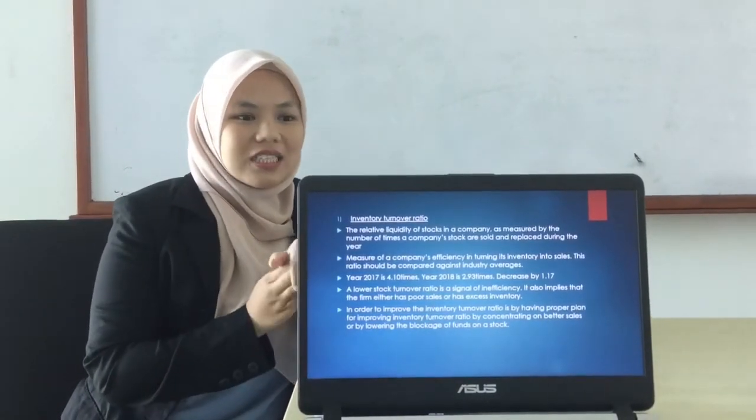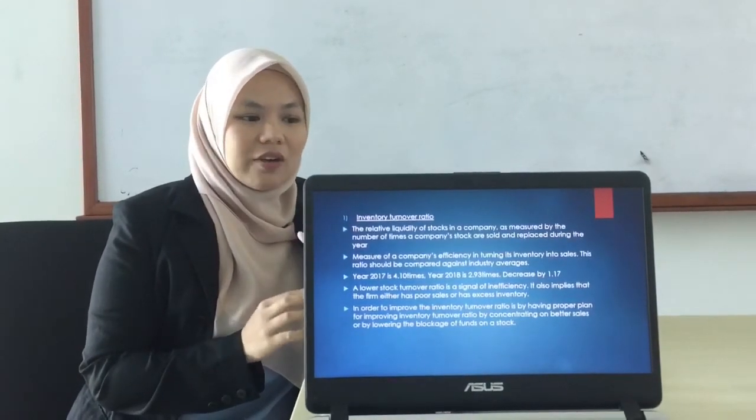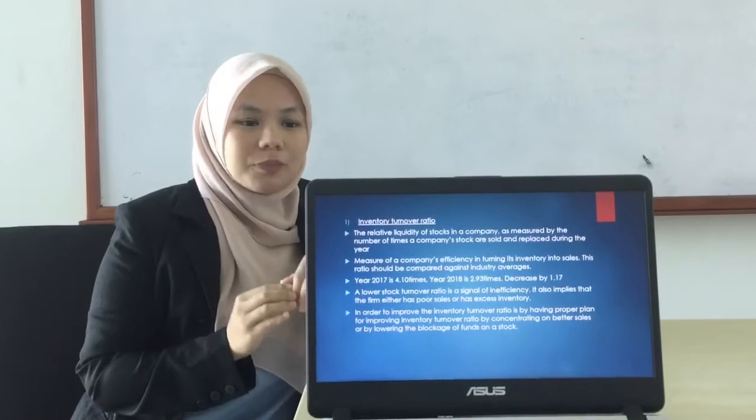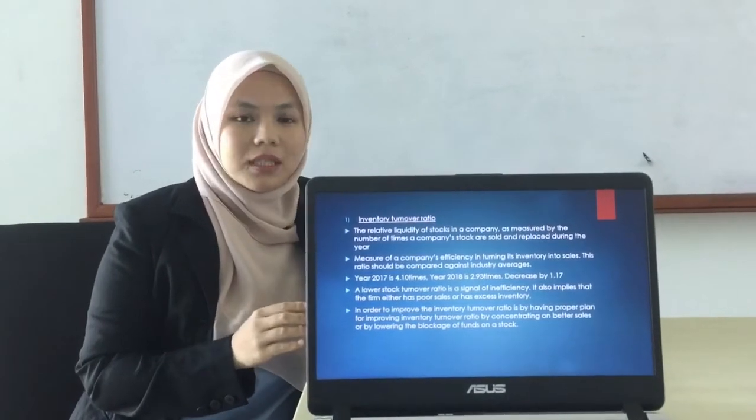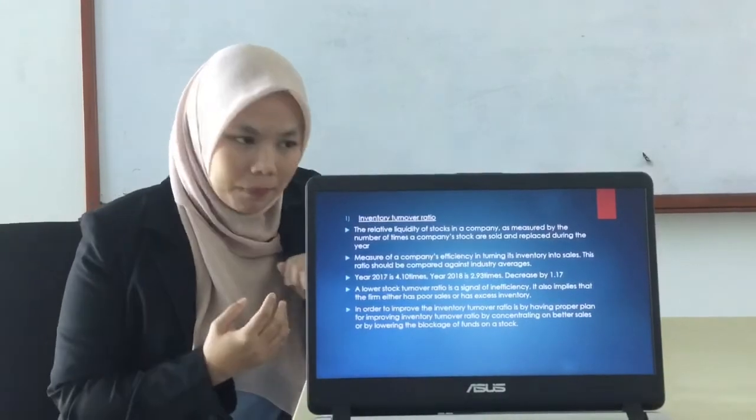The inventory turnover ratio can be defined as the relative liquidity of stock in a company, as measured by the number of times a company's stock is sold and replaced during the year.